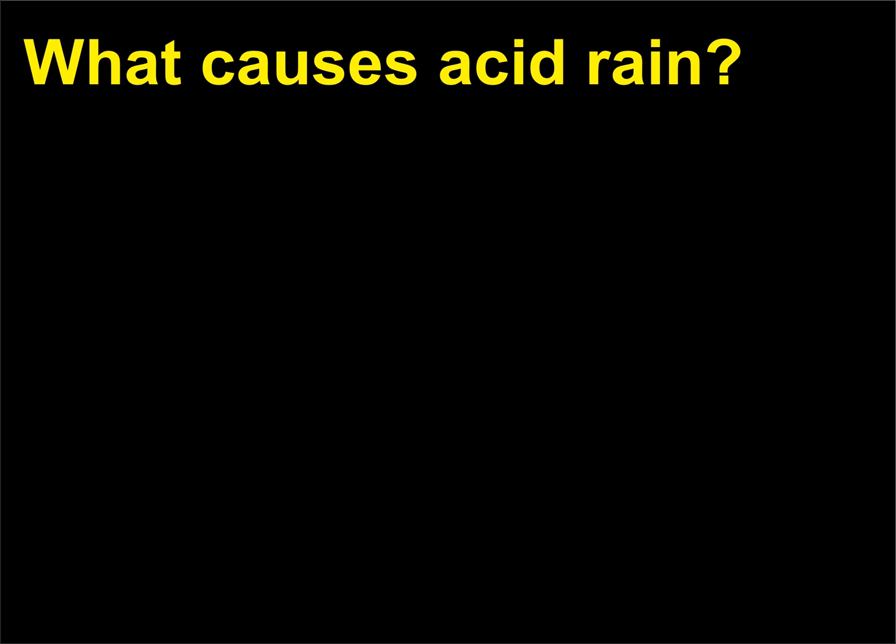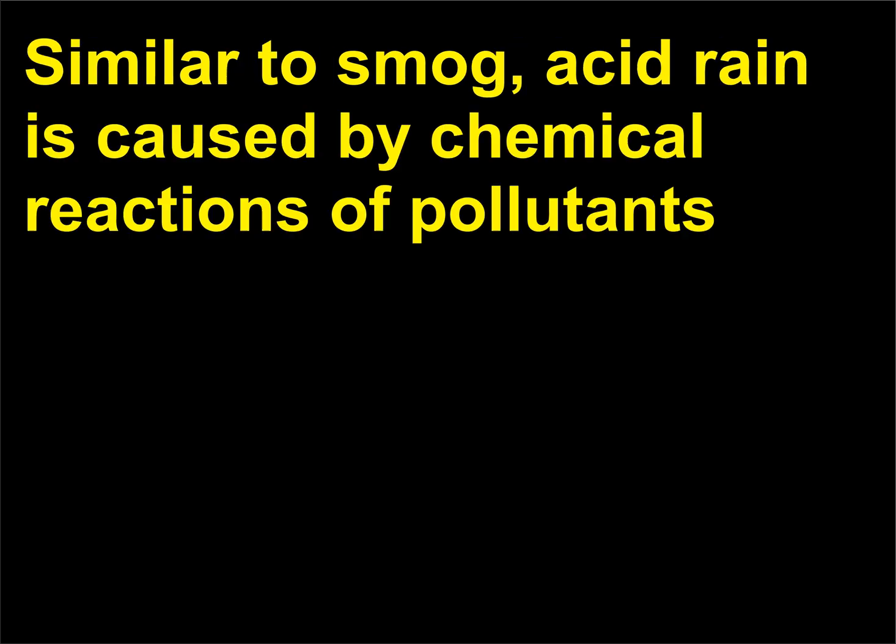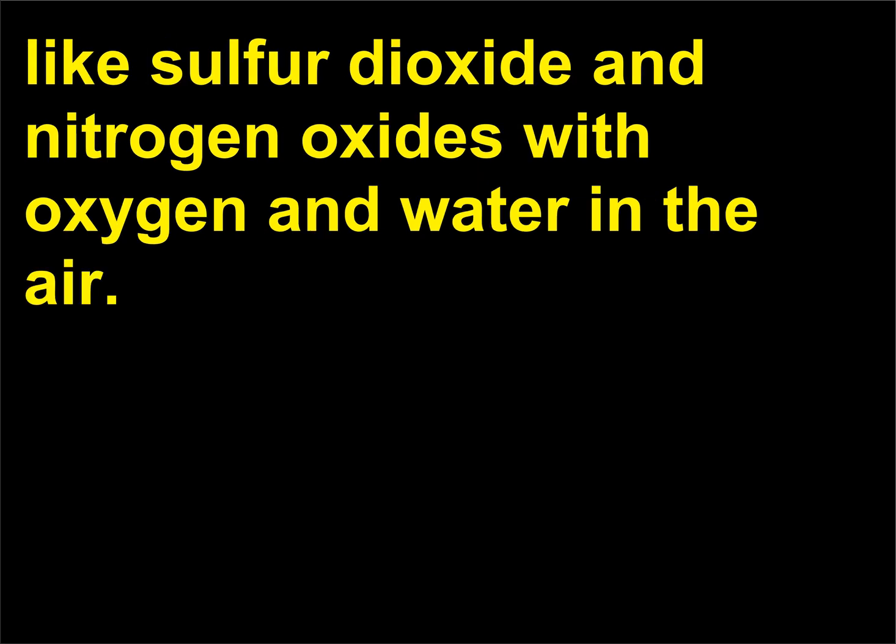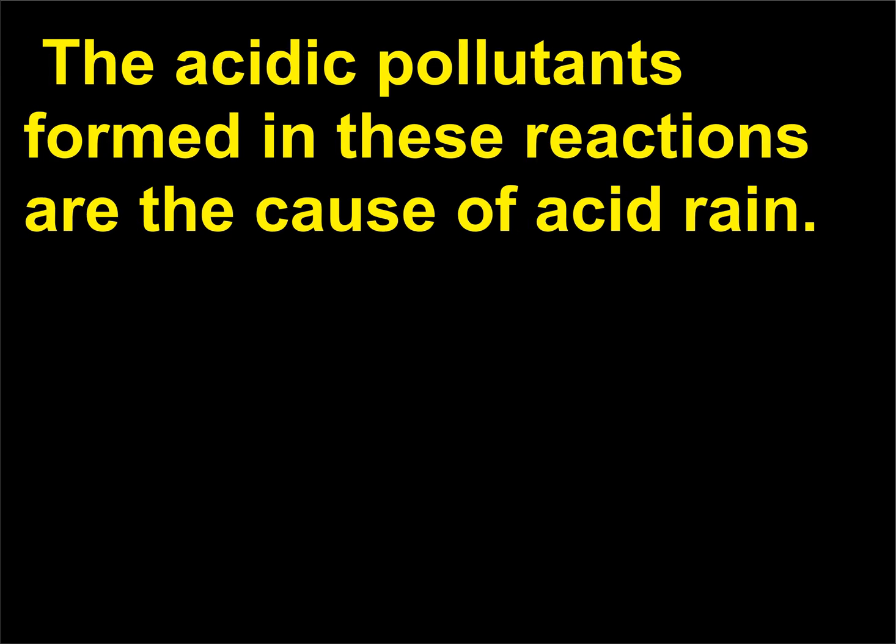What causes acid rain? Similar to smog, acid rain is caused by chemical reactions of pollutants, like sulfur dioxide and nitrogen oxides with oxygen and water in the air. The acidic pollutants formed in these reactions are the cause of acid rain.